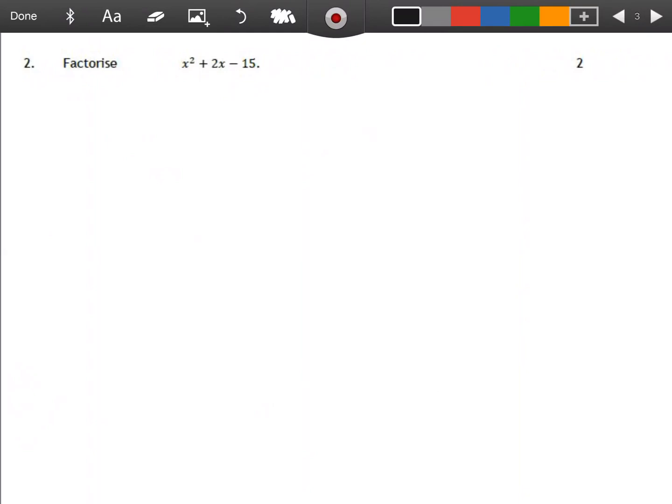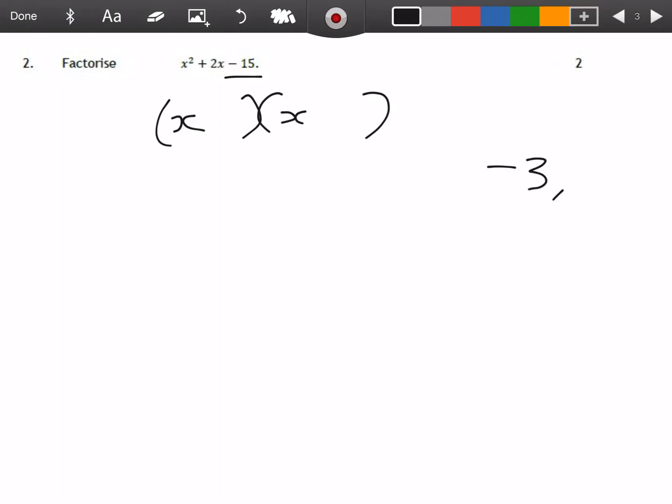Question 2, factorise. So only asking you to factorise, okay? Anytime you're asked to factorise, look for a common factor. There's 3 main methods. It's not a common factor, okay? It should be obvious. This is one of the trinomials. X times x to get the x squared. We're looking for 2 numbers that multiply to give us negative 15. Negative 3 and positive 5, or positive 3 and minus 5.